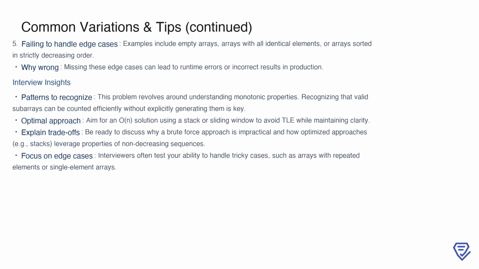Another frequent issue is failing to handle edge cases. Examples include empty arrays, arrays where all elements are identical, or arrays sorted in strictly decreasing order. Neglecting these scenarios can cause runtime errors or inaccurate results. From an interview perspective, this problem tests your ability to recognize key patterns, such as the monotonic properties of sequences. It's important to understand that you can efficiently count valid subarrays without explicitly generating them. The optimal solution typically involves an O(n) approach using either a stack or a sliding window. This avoids unnecessary computations while maintaining clear and efficient logic.